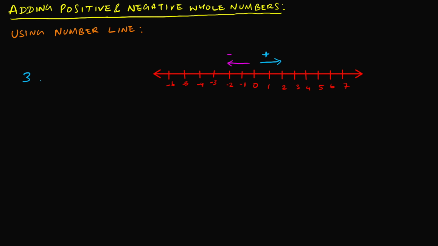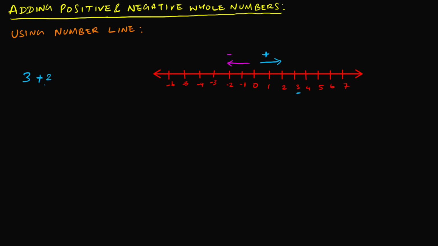We'll take 3 plus 2. When we are using number line method, basically what we need to do is we just need to travel in the direction of the number sign. So in this case, we have 3. So we need to start off from 0 and then we need to take 3 steps on the positive side. So if we take 3 steps on the positive side, we'll land here.